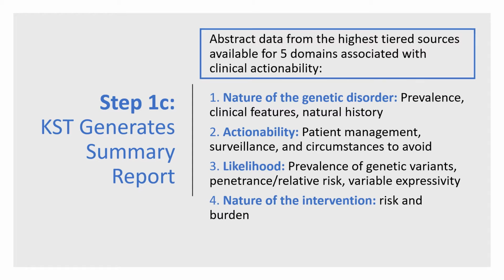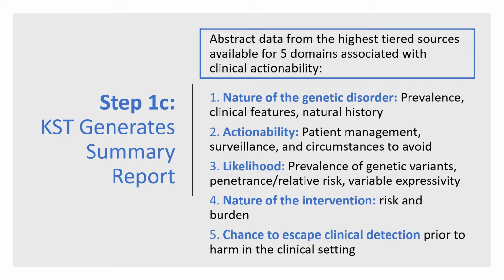We pull information related to the nature of the intervention, which we think of as risk and burden to the patient for undergoing the intervention. And then lastly, we pull the chance to escape clinical detection. So if this person wasn't known to carry a genetic variant, would they be picked up in the clinic anyway?